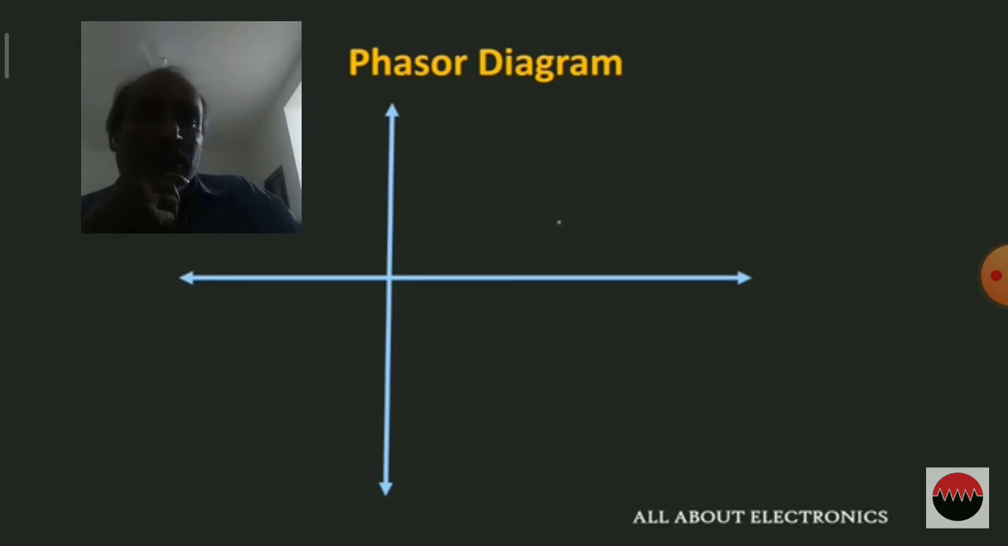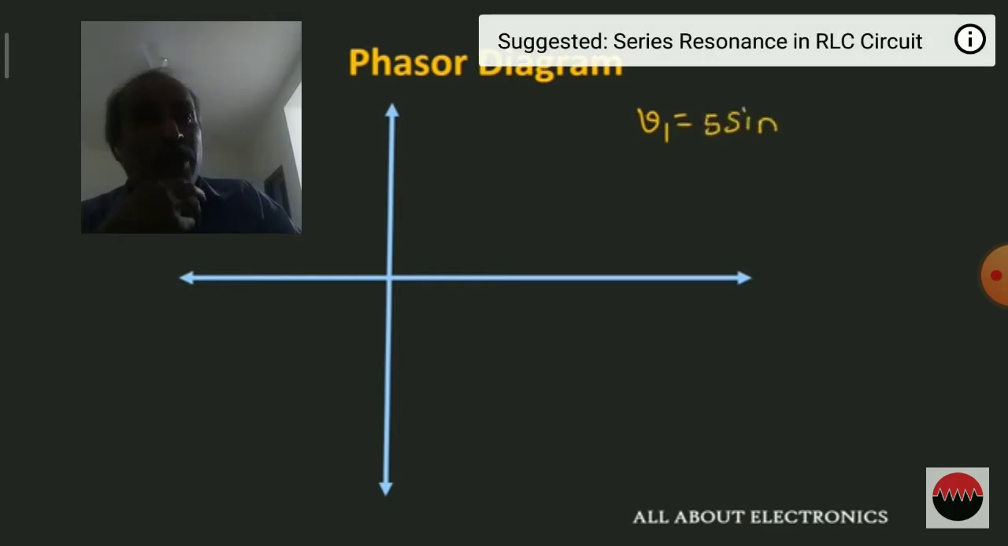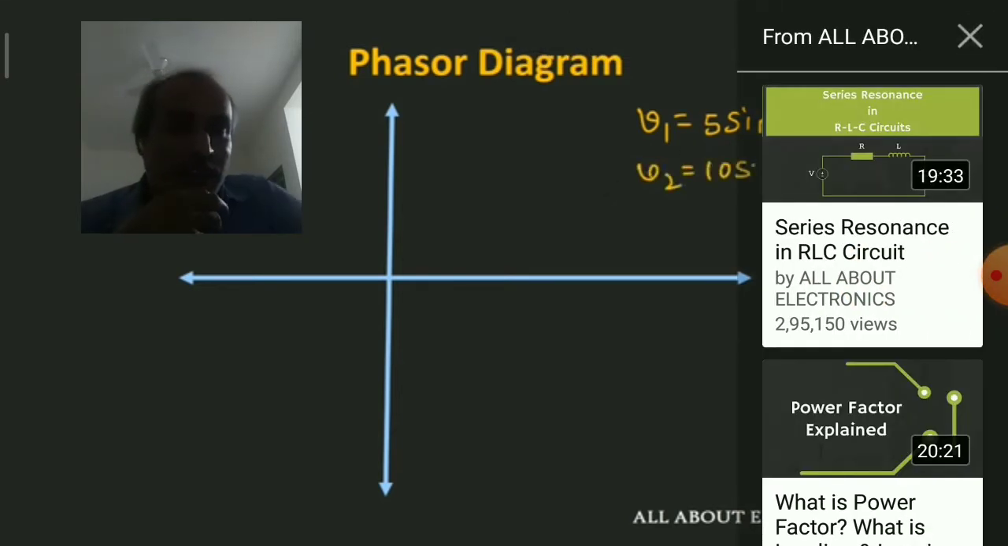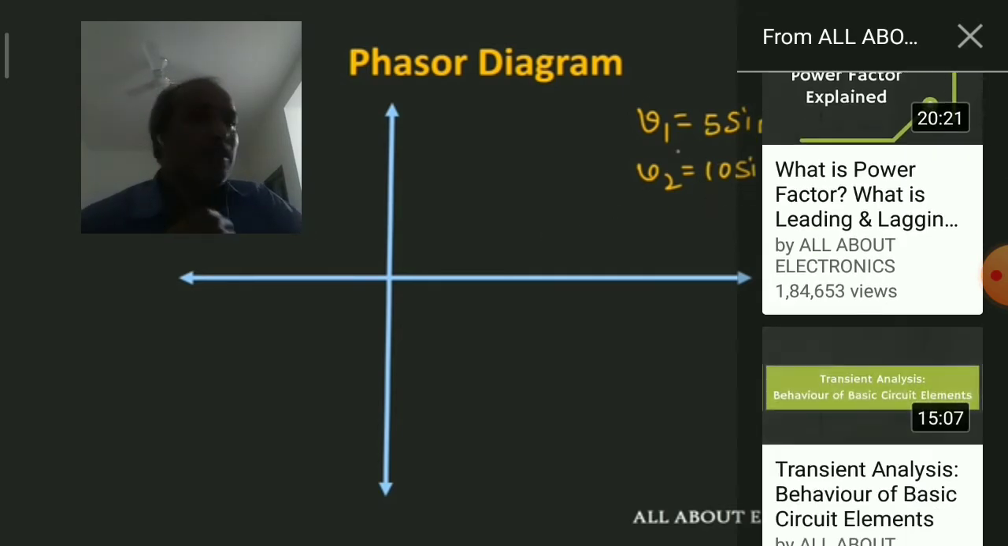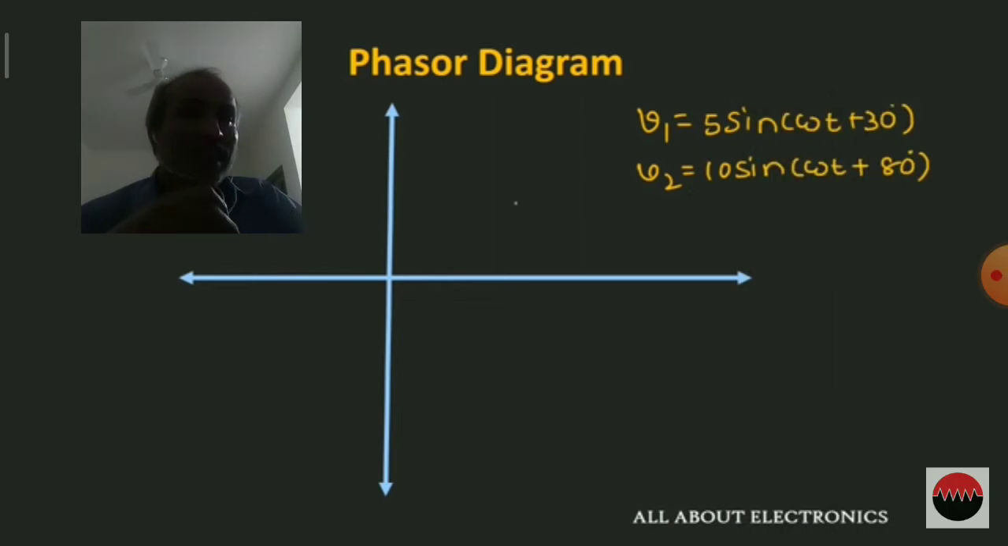Now construct the x and y axes. Here the positive x axis is nothing but the reference line. Now we shall write two instantaneous voltages: V1 equals 5 sine of omega t plus 30 degrees, where 30 degrees is the phasor angle, and one more vector V2 of amplitude 10 sine of omega t plus 80 degrees.